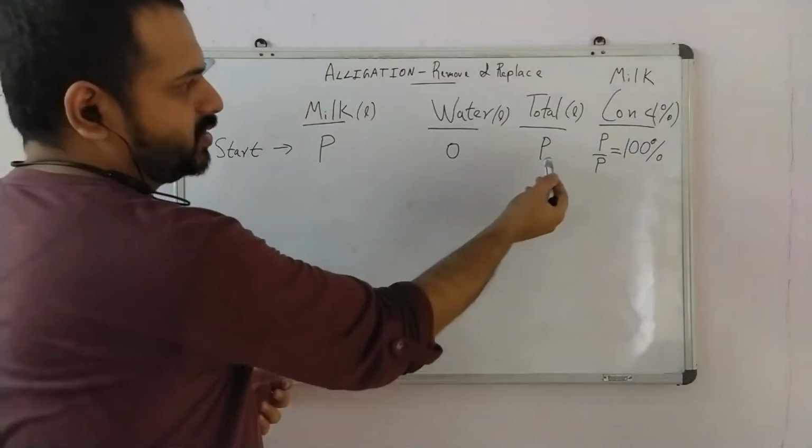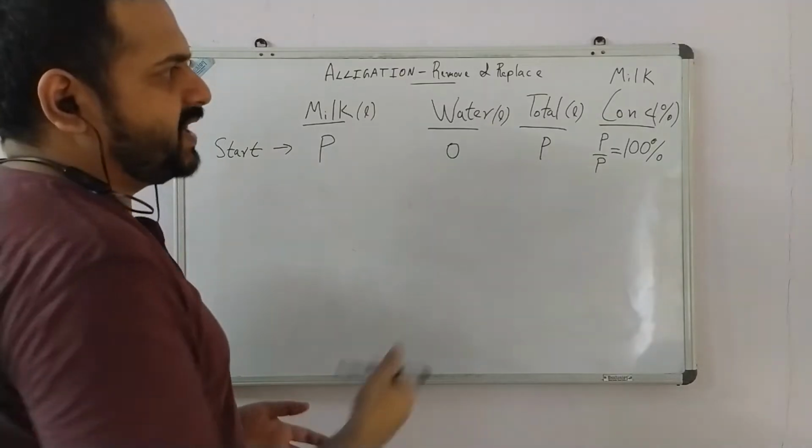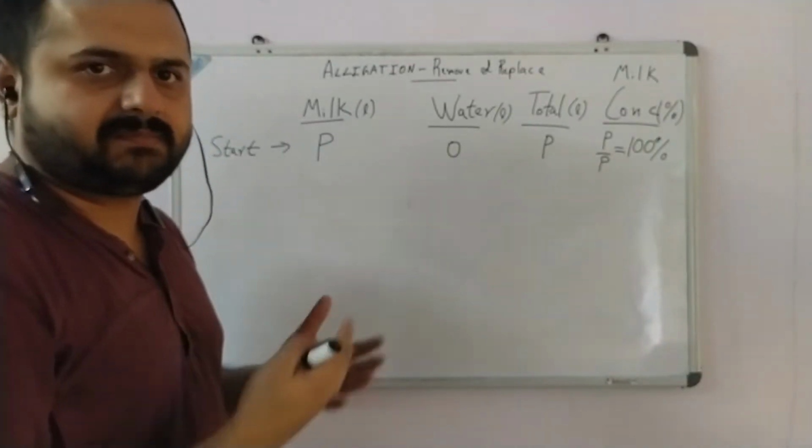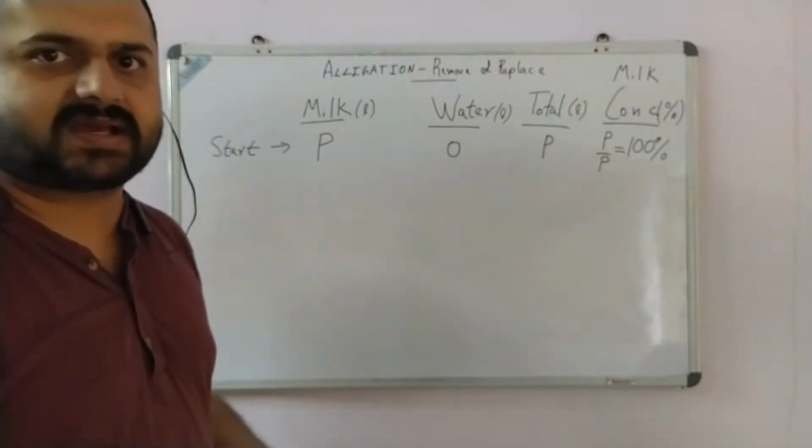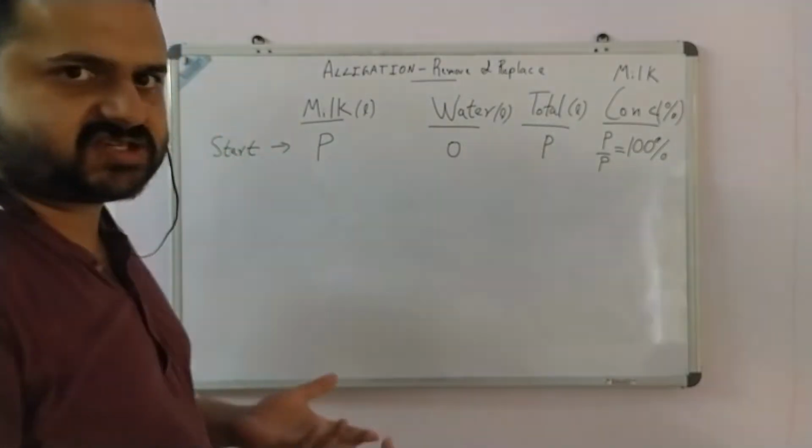And hence the total volume is P liters, correct? And what's the concentration of milk? P by P, which is 100%, right? There's only milk in this vessel at the start.